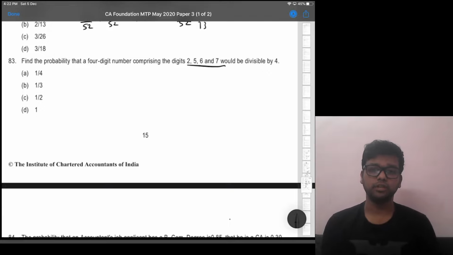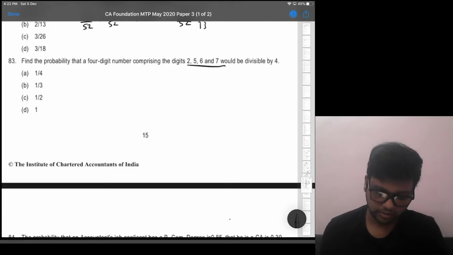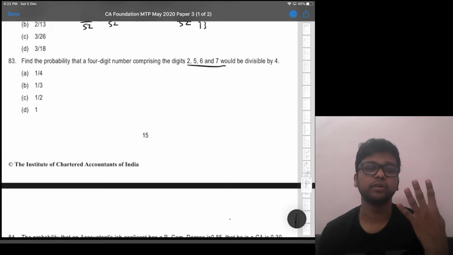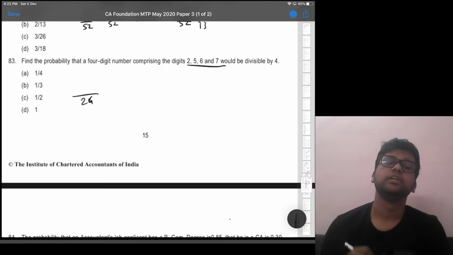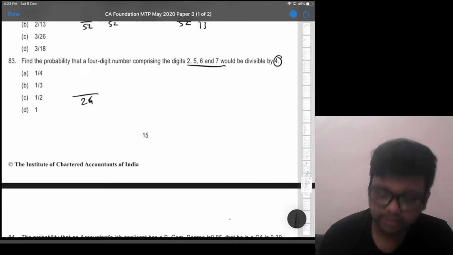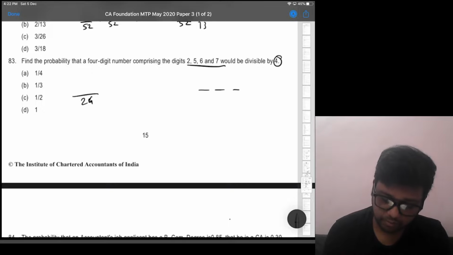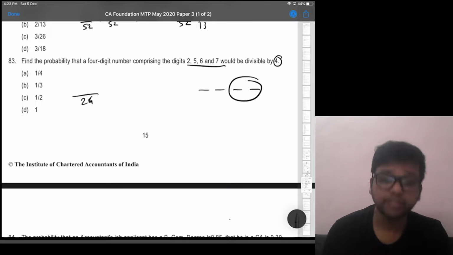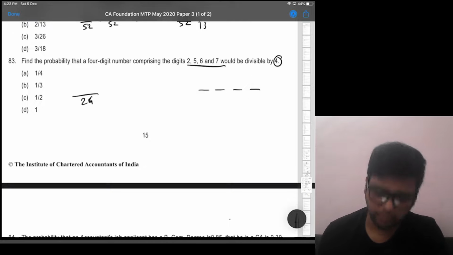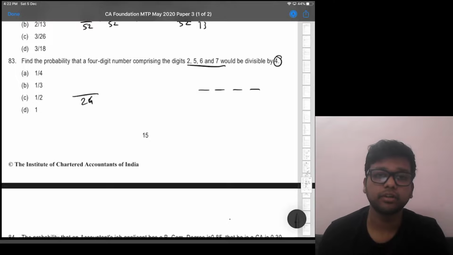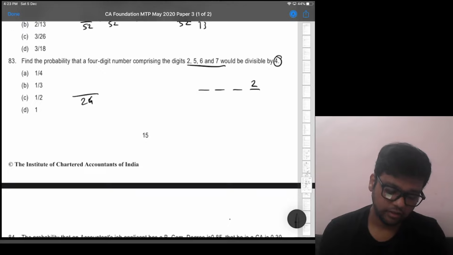Next, find the probability that a 4-digit number comprising of the digits 2, 5, 6, 7 would be divisible by 4. Always go to denominator first. Denominator is going to be 4 factorial because there are 4 digits. So total 24 numbers can be formed. Let's see what will be numerator now. See, divisibility test of 4 is that if we have any digit number, last 2 digits should be divisible by 4. That means definitely 5 and 7 cannot come at end. 2 can come at end. Fine. Or 6 can come at end.